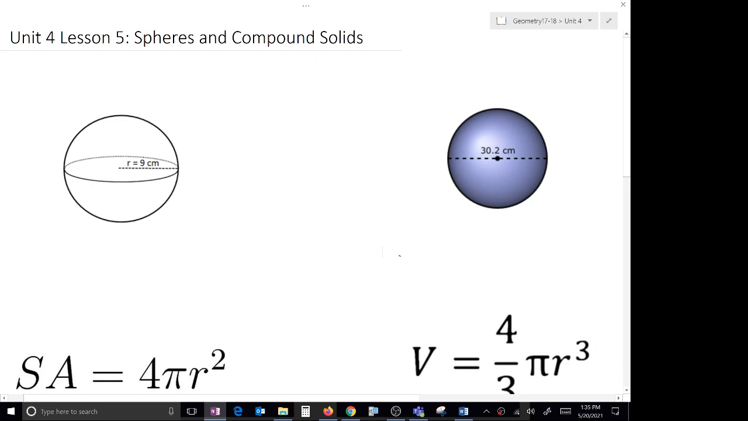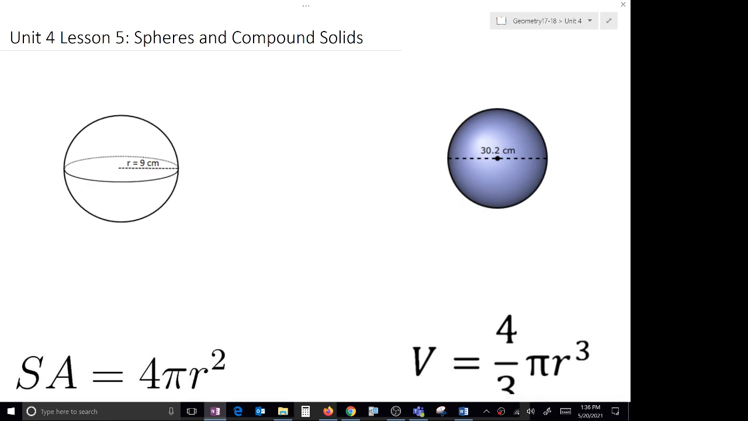So this is our last lesson in this unit, and this is the last topic we're going to talk about in 3D geometry. Now we're going to start with surface area.